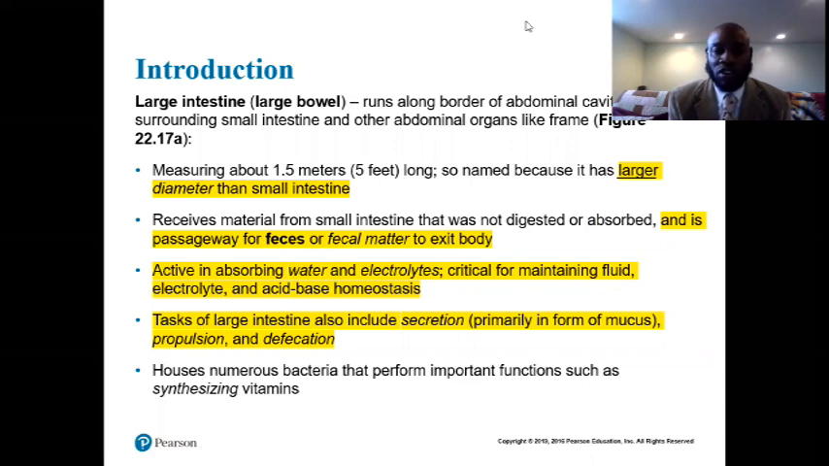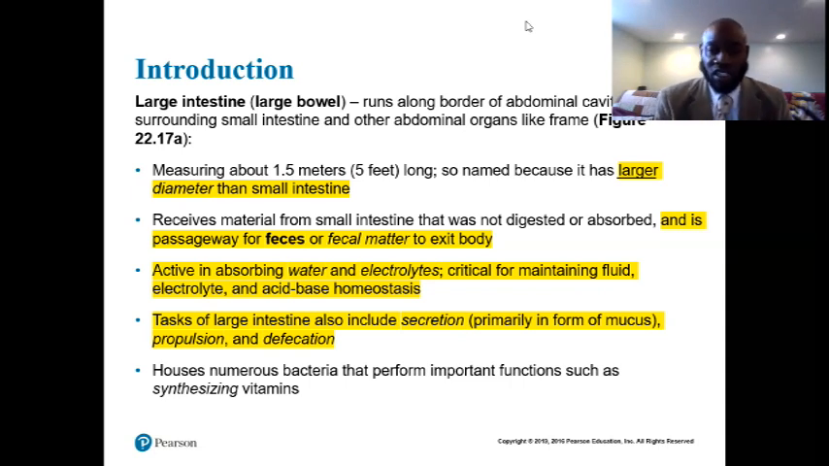All right, so the large intestines runs along the border of the abdominal cavity. As you'll see in the diagram, it sort of surrounds your small intestines and other abdominal organs. About 5 feet long. Notice that it is significantly shorter than the small intestines, but has a much larger diameter than the small intestines. All right, so that's something to make a note of. Significantly shorter, only 5 feet long, so only about a quarter of the length of your small intestines lengthwise, but diameter has much more space. Okay.